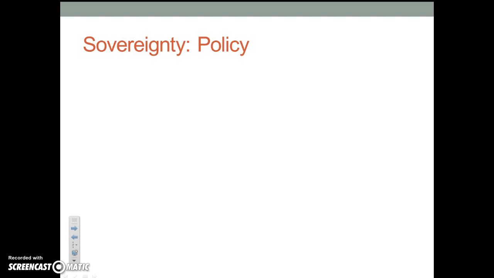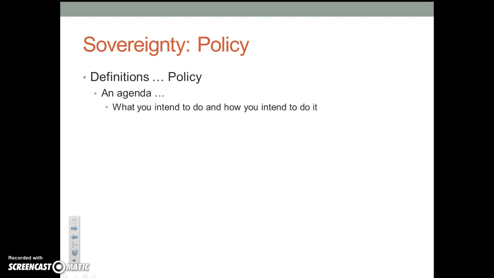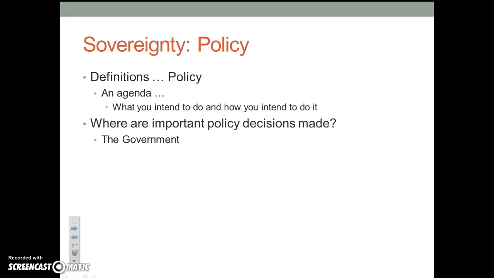Who is actually in charge? You must really want to know who is in charge. Who is it who's making the decisions that shape and direct the British political scene? Well, let's call that policy sovereignty. And if we define policy as agenda, the national agenda, policy is what you intend to do and how you intend to do it. So who is in charge of this? It's not Parliament. It's not the people. In fact, the important policy decisions nowadays are made in government. And so we can say that the government has policy sovereignty.